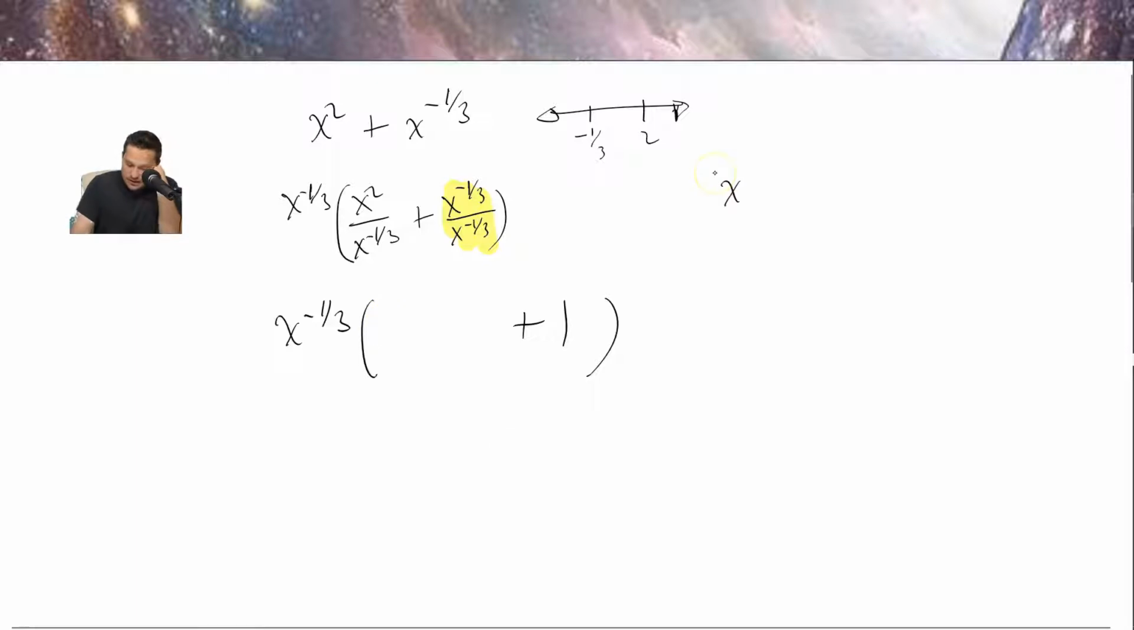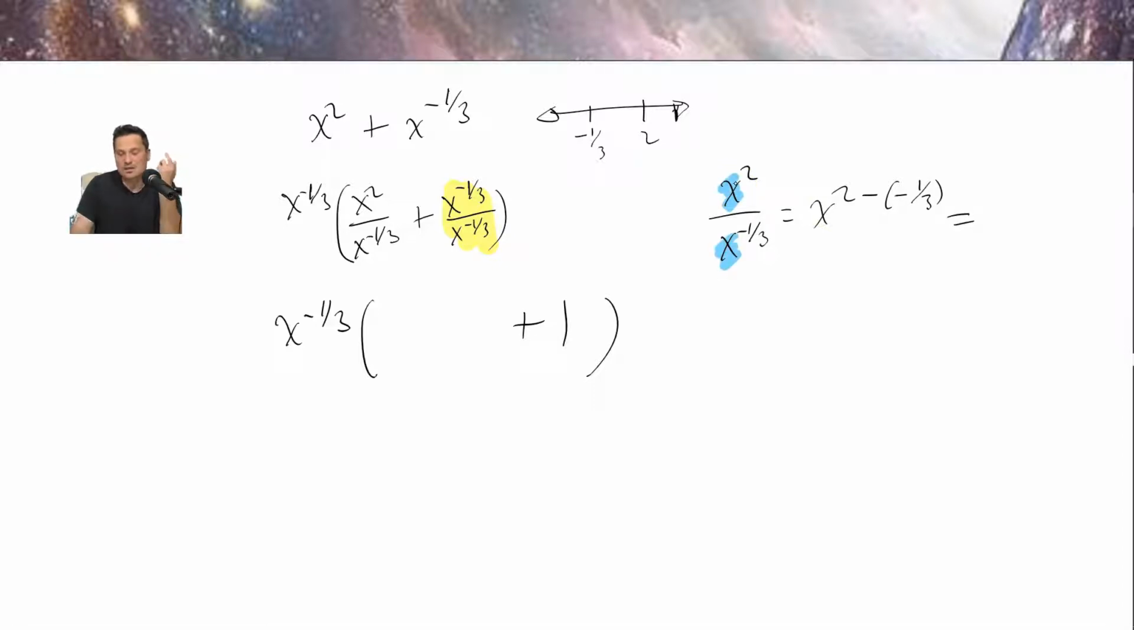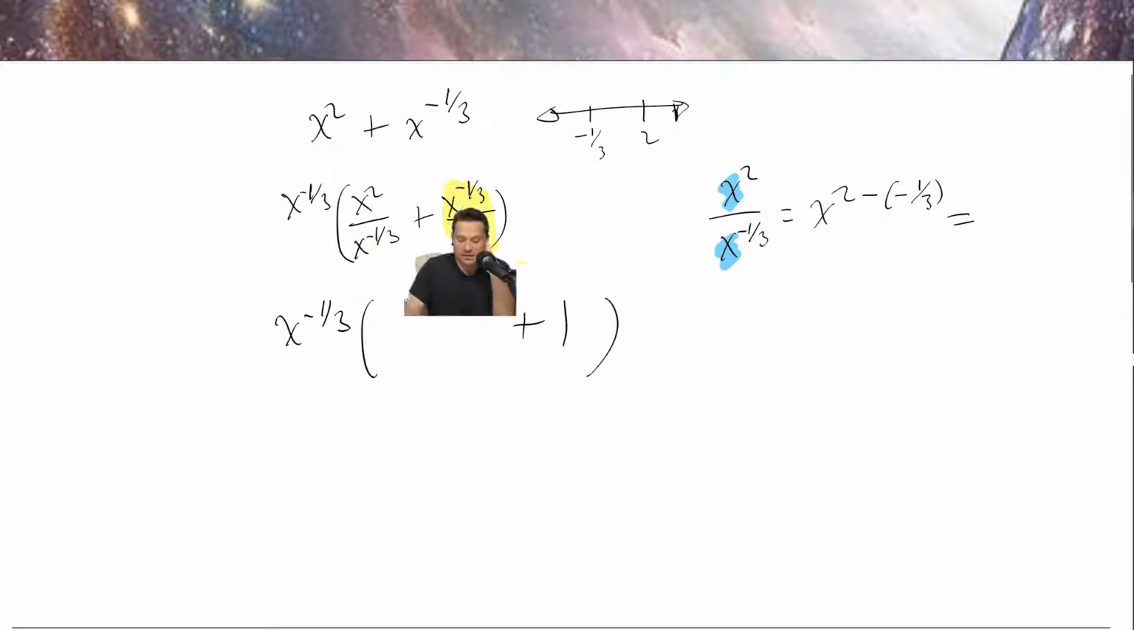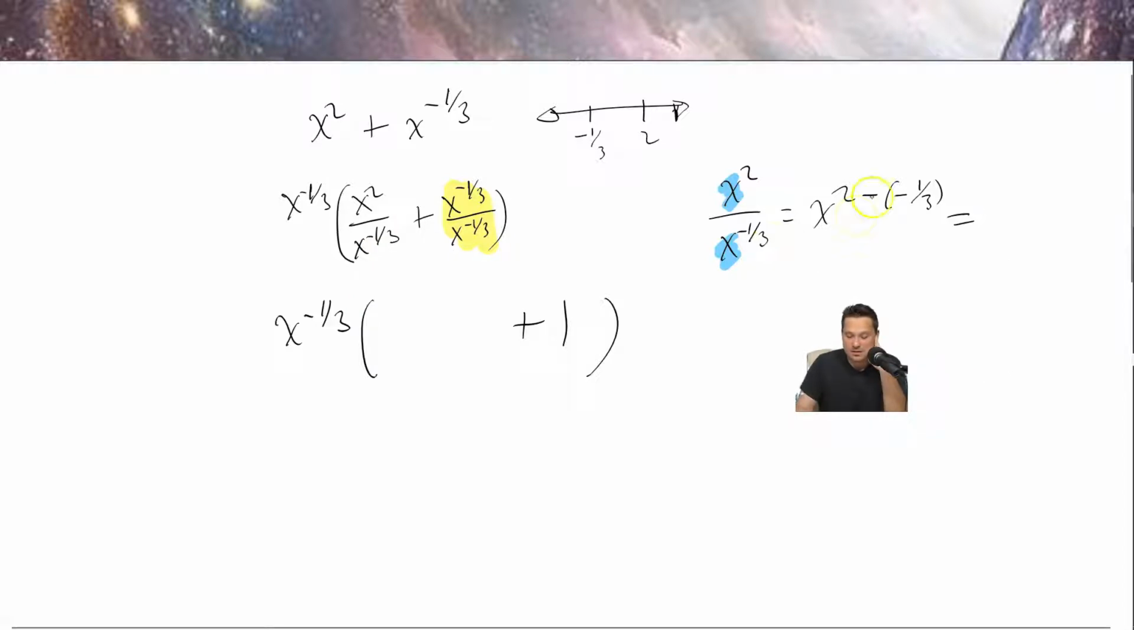You do x squared over x to the negative 1/3, which is really, by the basic laws of exponents, x to the 2 minus negative 1/3. The bases are the same, so you just subtract the exponents. The exponent in the bottom is negative 1/3, so you have to do minus negative 1/3. That's this part right here. That's negative 1/3, so here you take away that. And then you simplify this, so it becomes x to the 2 plus 1/3.